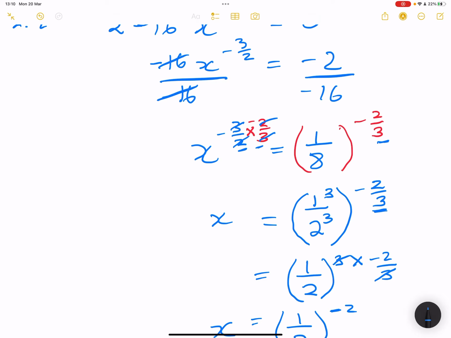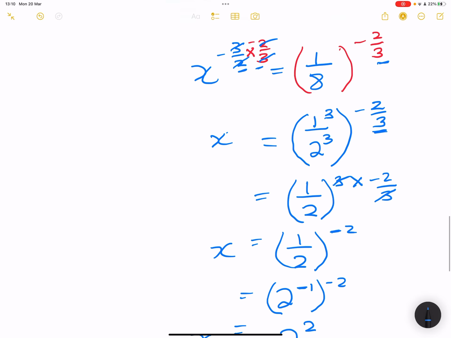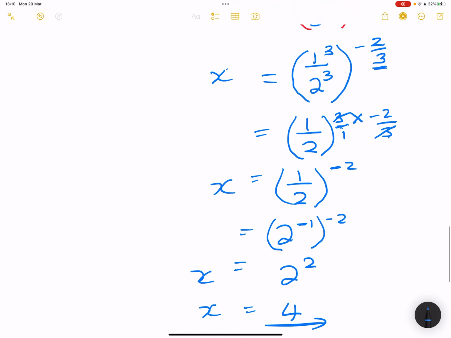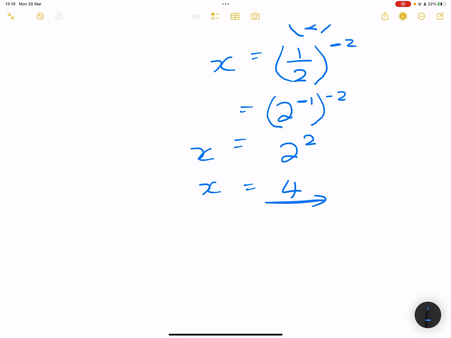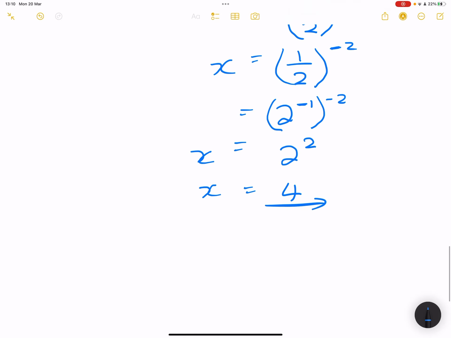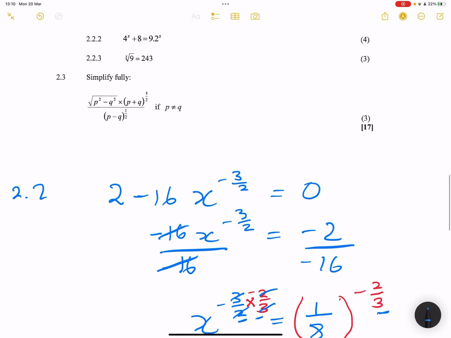Remember, all we simply did was multiply by the inverse so that we get rid of that exponent there, and we converted the 1 over 8 into 1 over 2 to the exponent 3. That's what we did there. And we multiplied, in this case, 3 over 1 times negative 2 over 3. And of course, the 3 is cancelled, and we got that. So the answer is x is equal to 4. I hope that makes sense, ladies and gents.